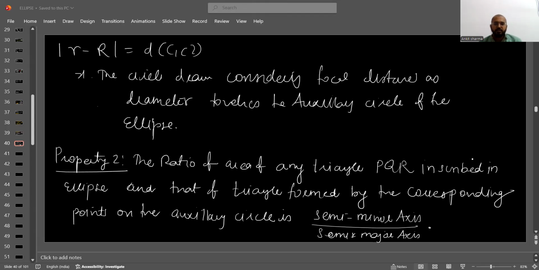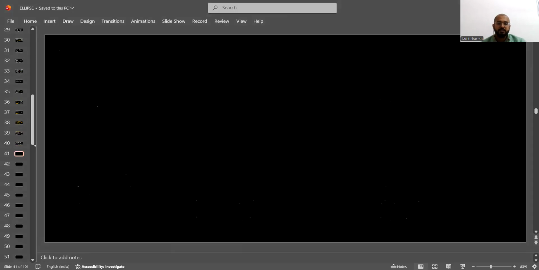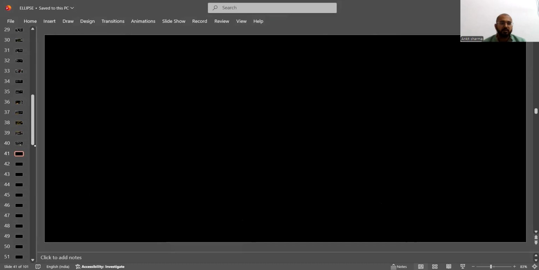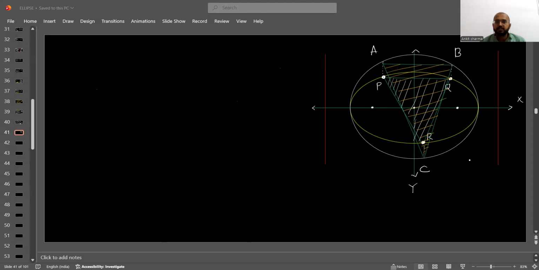So the second property is the ratio of area of any triangle PQR inscribed in the ellipse and that of the triangle formed by the corresponding points on the auxiliary circle is nothing but the semi-minor axis over the semi-major axis of the ellipse. Now let's see what happens here. Oh, sorry, this is not the correct form. Let me draw a diagram. So we can look at this diagram and now let's take PQR.